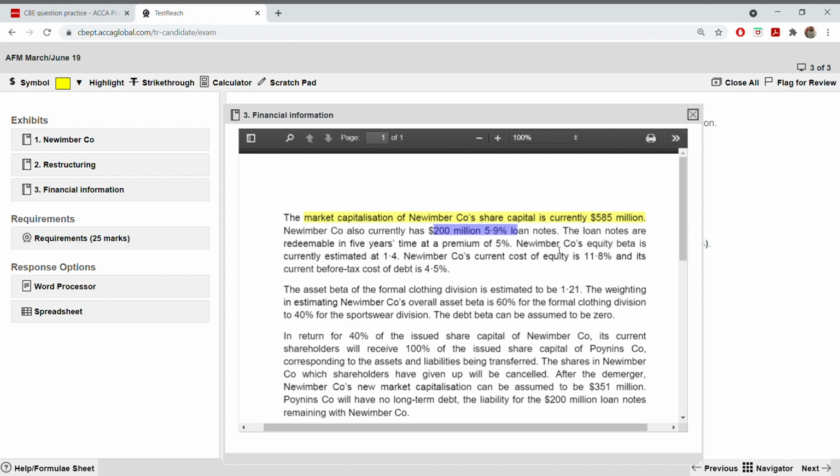So the loan notes, okay. If you want, you can underline this. This is for new member. Definitely through experience, we know when you're reading restructuring, they will always give about new member company first. About demerger information will come at the end. So the loan notes are redeemable in 5 years time at a premium of 5%.